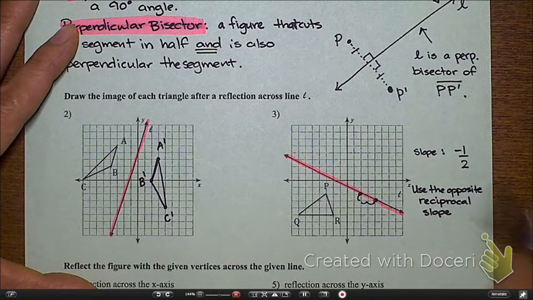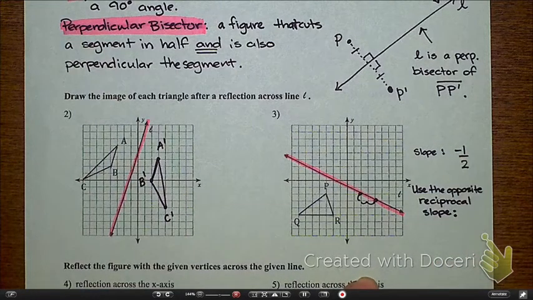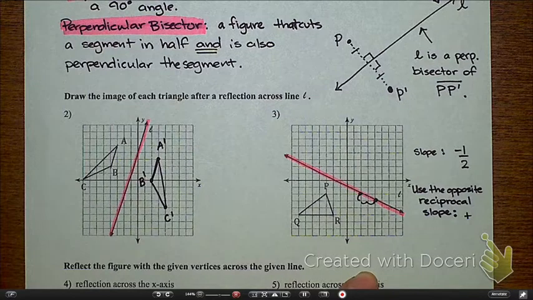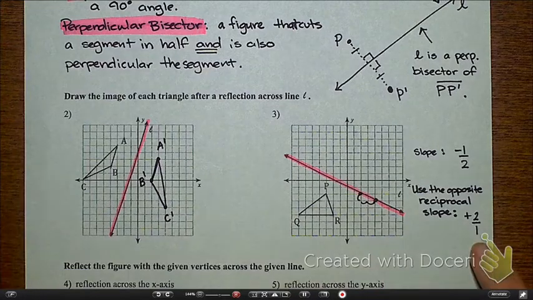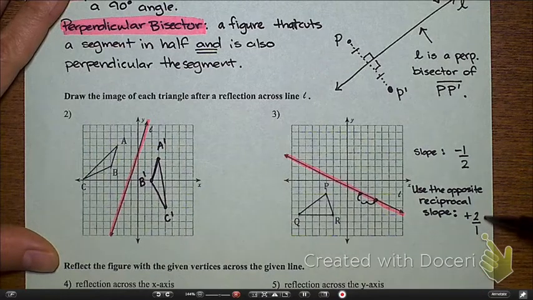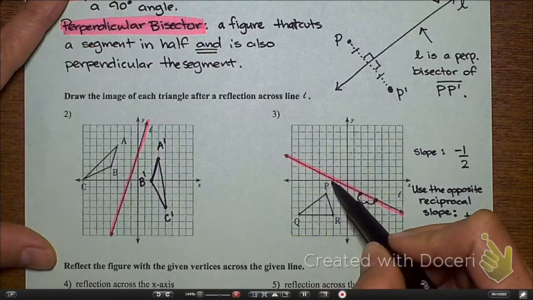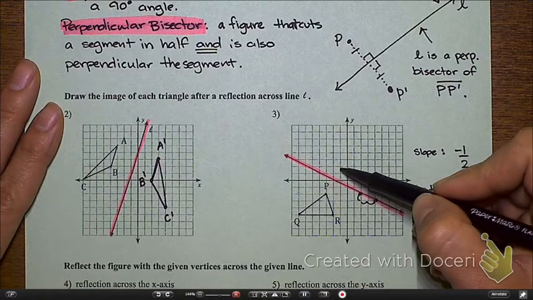Okay, so what is the opposite sign of negative? Positive. What is the reciprocal of 1/2? Remember what reciprocal means? Turn it over, so it's what? 2/1. So here's my opposite reciprocal slope. Okay, now what I'm going to do is from each of these points on my triangle, I'm going to use this opposite reciprocal slope to count how many times it takes me using that slope to get to the line of reflection. And then I'm going to go that same amount of times across on the other side.